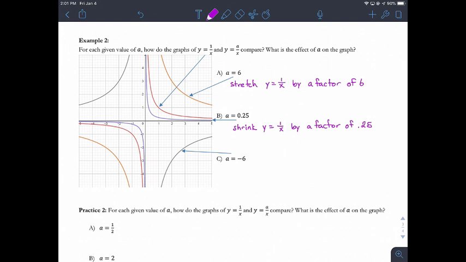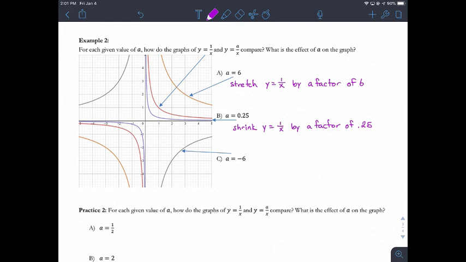And c, whenever a is equal to -6, well, we know what happens whenever a equals 6. We're stretching it by a factor of 6. But here we have that negative in front of it. And if we think back to the table on the front, it told us that if a is less than 0, meaning that it's negative, we're going to be reflecting that over the x-axis. And you can see that visually right here because this line is across the x-axis versus the previous ones.